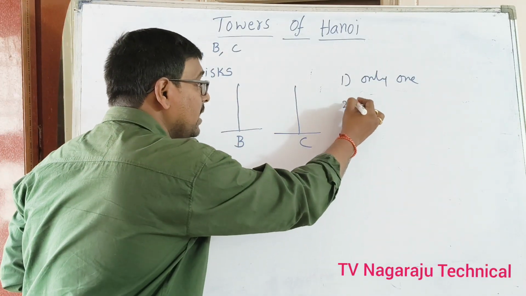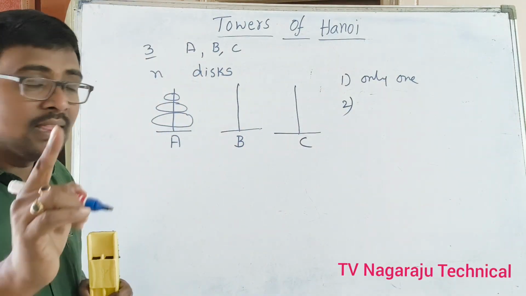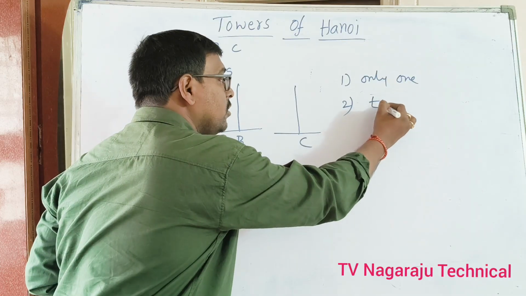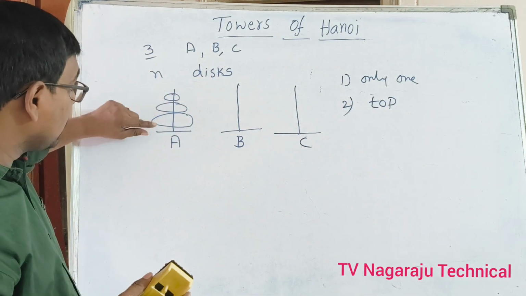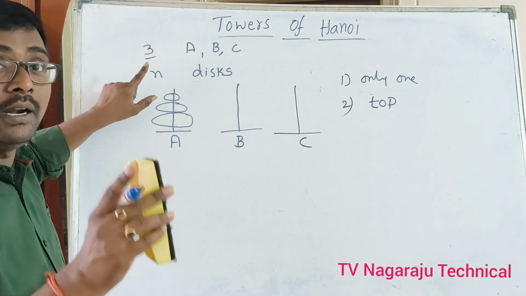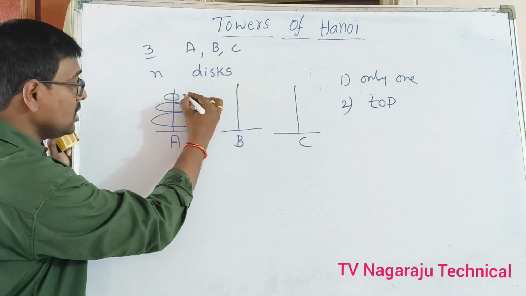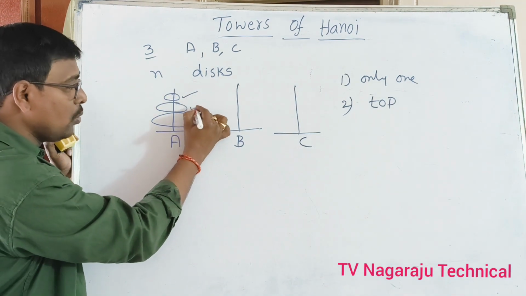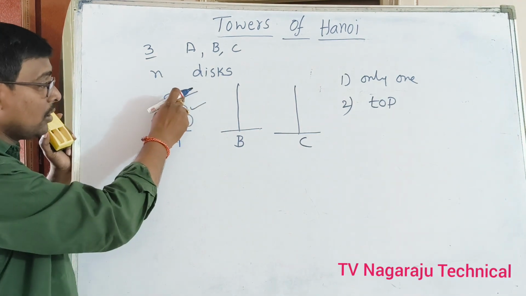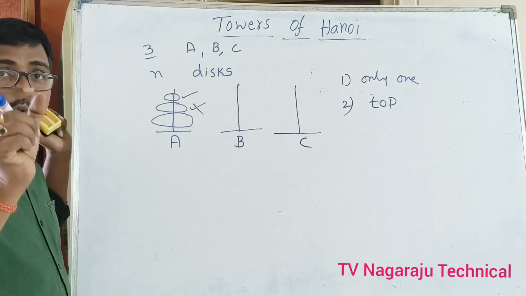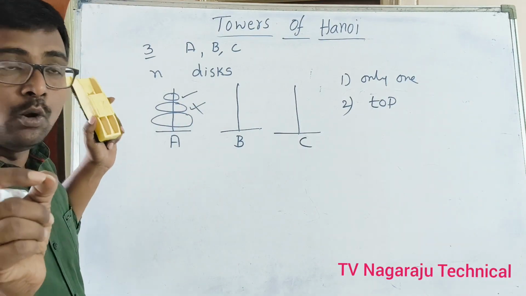And the second condition is only the disc at the top of the stack is moved. Only the top disc on the rod is moved. That is, this is only moved. After that only you are allowed to move this one. Before that it is not allowed to move. Only the top disc is allowed to move.